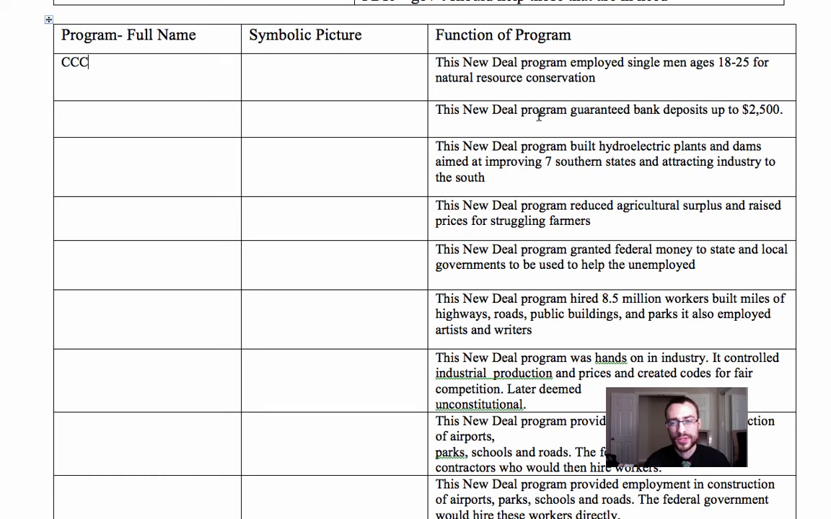Next one, this New Deal program guaranteed bank deposits up to $2,500. Now the amount is $250,000. This is the FDIC, or the Federal Deposit Insurance Corporation. The next one, this New Deal program built hydroelectric plants and dams. Remember, when you draw, the V is going to be a dam. These plants and dams aimed at improving 7 southern states and attracting industry to the south. This is the TVA, Tennessee Valley Authority.